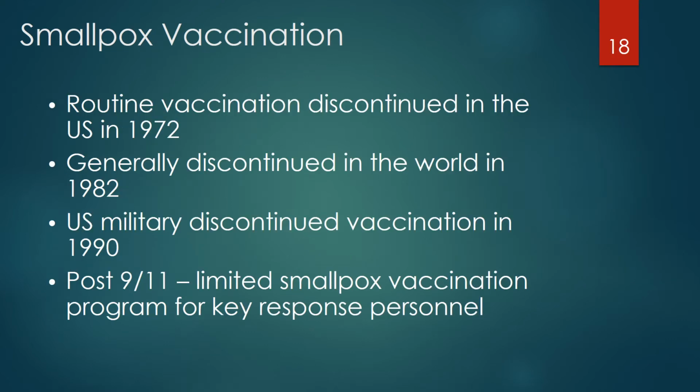Routine smallpox vaccination was discontinued in the United States in 1972. It was generally discontinued in most of the world by 1982, lagging behind the World Health Organization's declaration of eradication in 1980 due to lingering fear of its potential reappearance. The U.S. military discontinued smallpox vaccinations in 1990. Post 9/11, there was a limited smallpox vaccination program provided to key response personnel due to the heightened fear of bioterrorism.